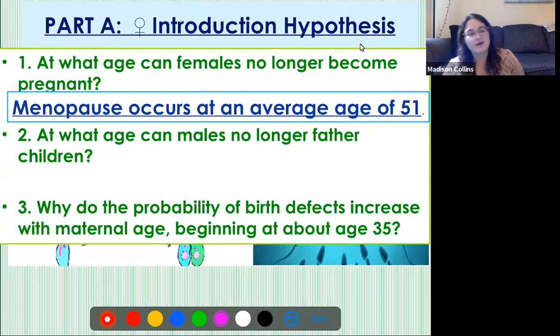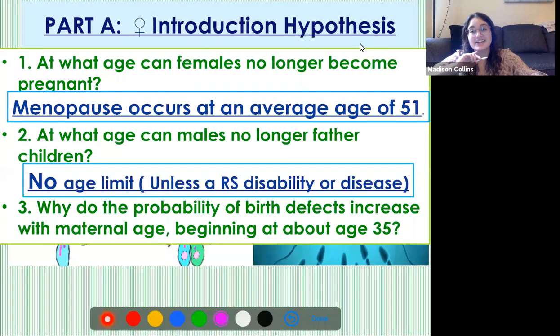Number 2, at what age can males no longer father children? Now, this one's kind of crazy, but the answer is there's actually no age limit. So theoretically, a man can father children until the day that he drops dead. Hopefully that's not the case, but there is no age limit here unless there's some sort of reproductive disability or disease that impacts that man.